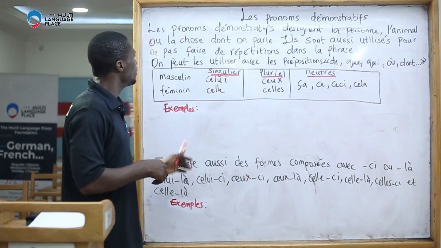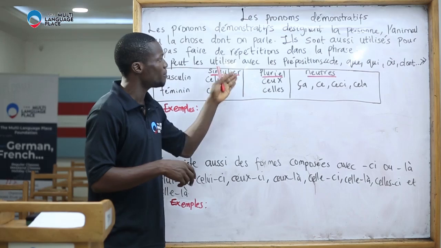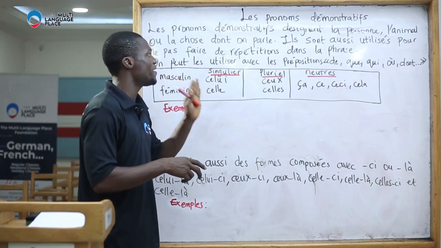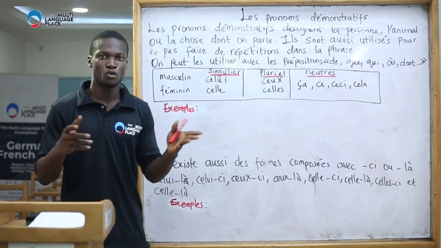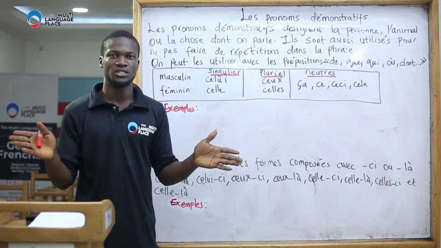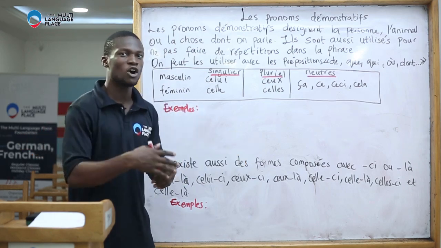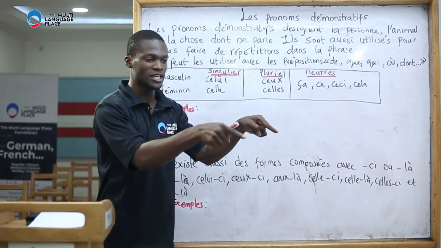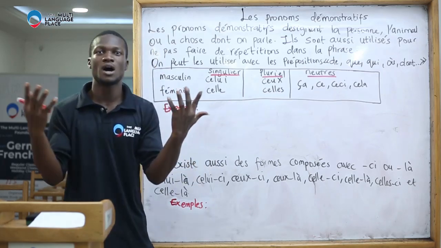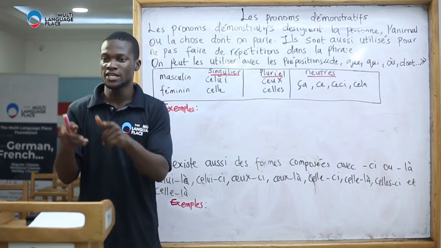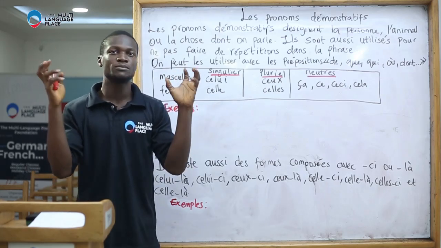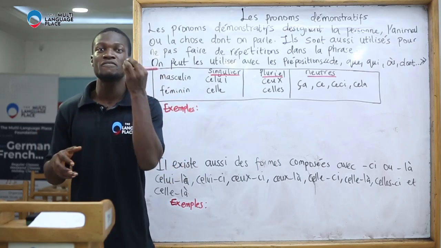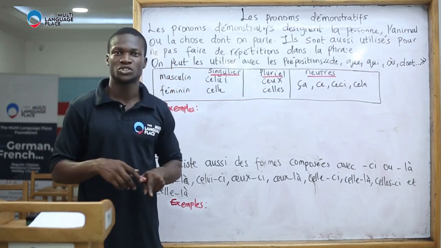Ils sont aussi utilisés pour ne pas faire de répétition dans la phrase. You also use it to avoid unnecessary repetition. Always saying the French book that I want, the French book here, the French book there, this French book, that French book. You have repeated French book over 20 times. Why not say this one, that one? This one or that one is referred to as the demonstrative pronouns.